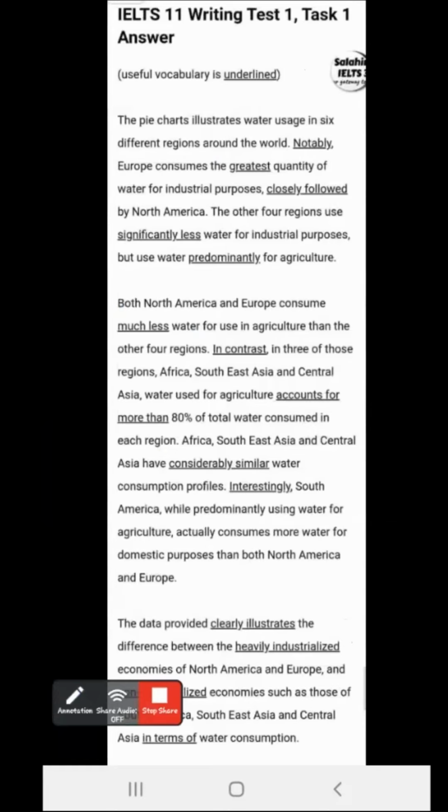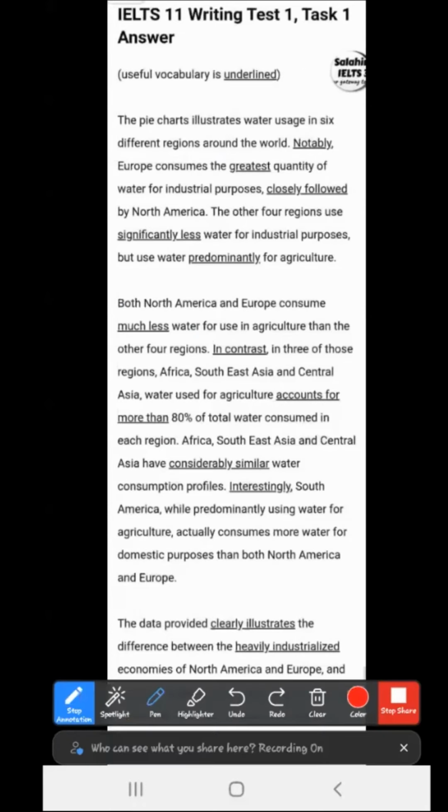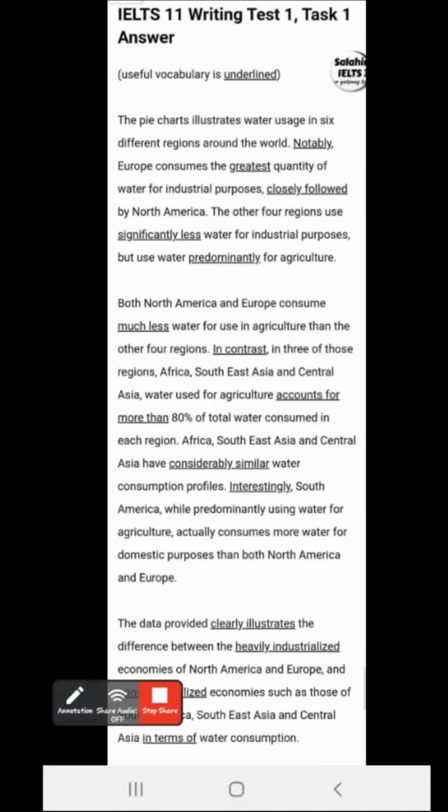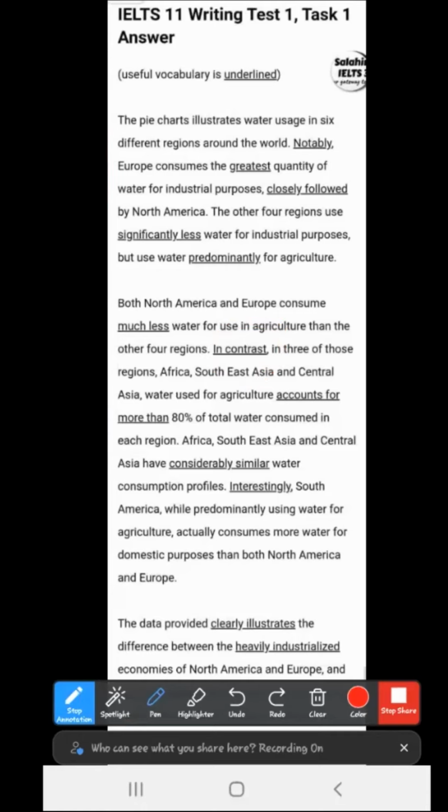So in the intro part, we have dealt with industrial purposes. Here, we're going to talk about agricultural purposes. It's all about agricultural purposes. So both North America and Europe consume much less water for use in agriculture than the other four regions. In contrast, see here, using the words in contrast, again, you're trying to compare. In three of those regions, Africa, Southeast Asia, and Central Asia, water used for agriculture accounts for more than 80%.